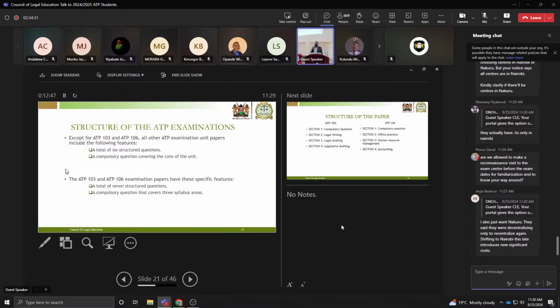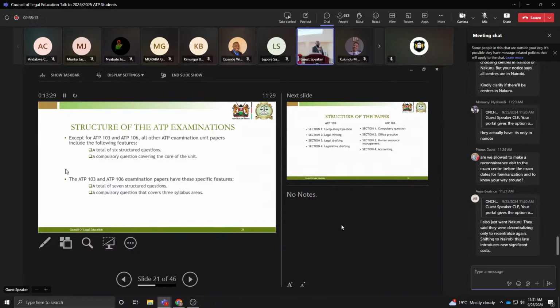It's important, just for purposes of preparation, to note that different papers have different structures, especially ATP 103 and ATP 106. All other ATP subjects or units have a similar structure, where you find we have 6 questions and 1 question is compulsory. Is that okay? But for ATP 106, you find that it has 7 questions and 1 question is compulsory.